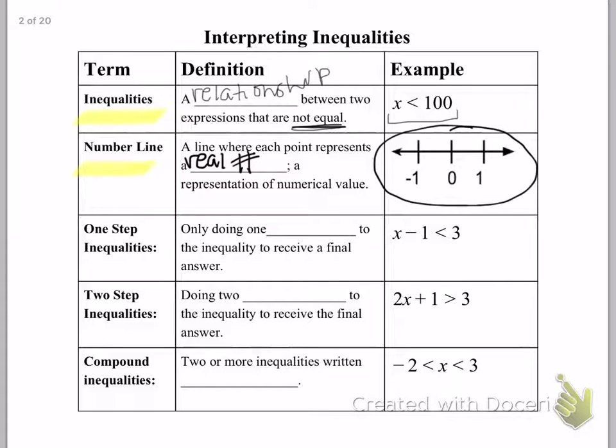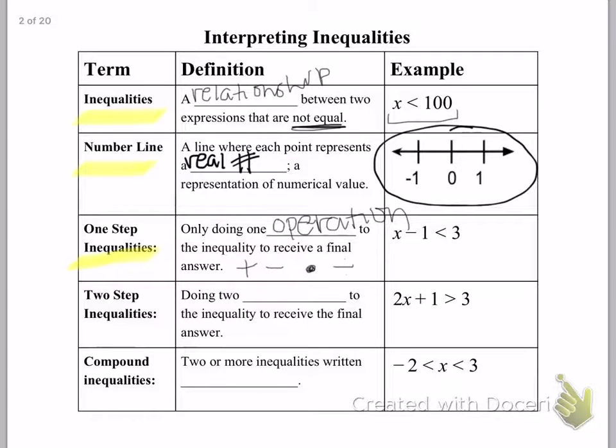Alright, our next one is one-step inequalities. So that is only doing one operation to find the final answer of the inequality. So we know that could be addition, subtraction, multiplication, or division. So there's our little symbols here. It's just doing those operations.